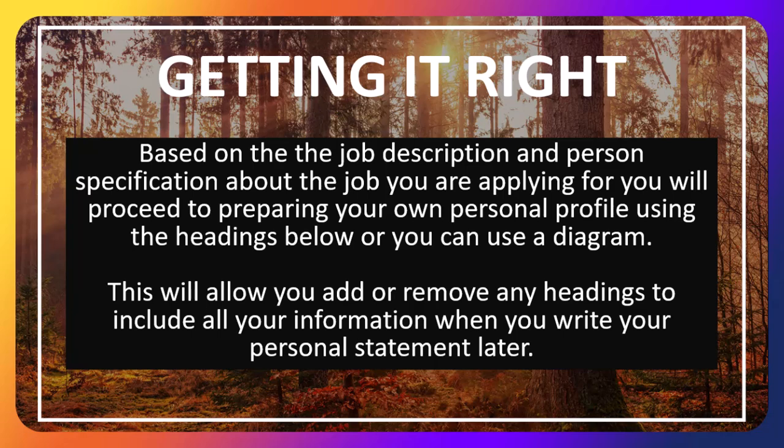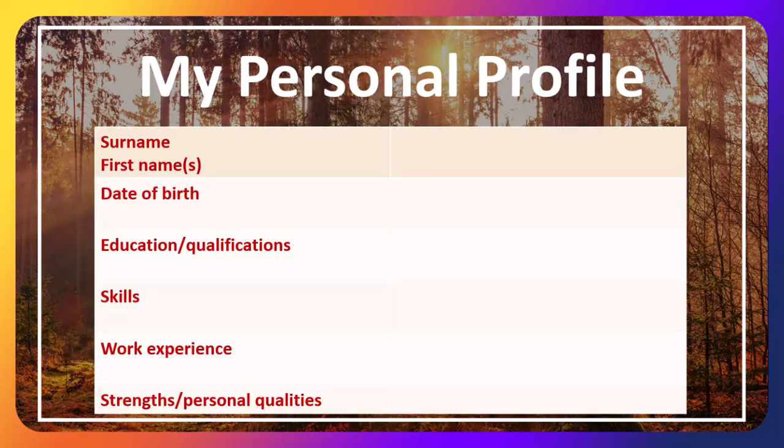Based on the job advertisement we have seen, we are ready to proceed to the next round. Based on the job description and the person specification about the job you are applying for, you will proceed to preparing your own personal profile using the headings I'm going to show you below, or you can use your own diagram. This will allow you to add or remove any headings to include all your information when you write your personal statement later. These are the headings that you can use to add your information: surname or family name, first name, date of birth, educational qualification, skills, work experience, strengths or personal qualities.